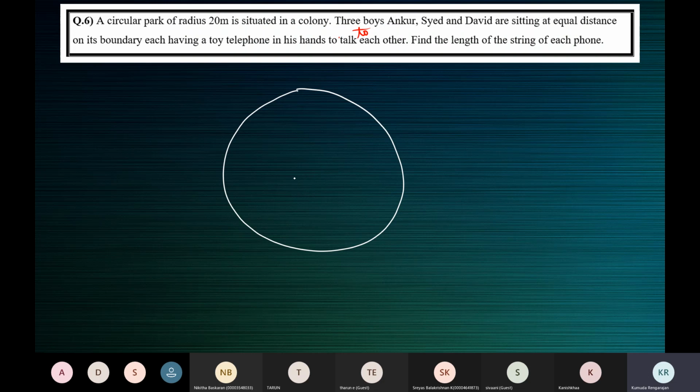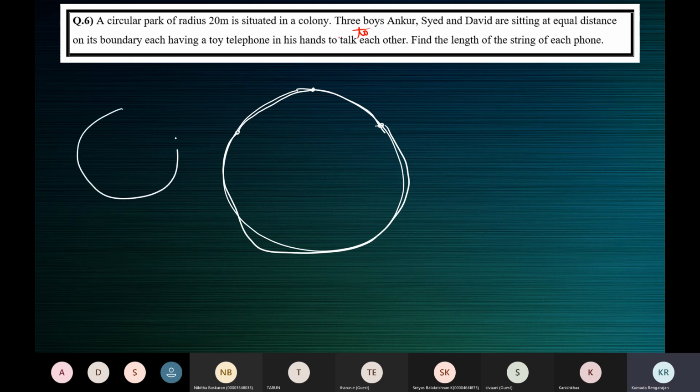Ankur, Syed, and David are sitting at equal distance on its boundary. So that means they're dividing the circumference into three equal parts. They cannot be here like this, because then the length of this arc is not equal to the length of this arc. The three boys are sitting at equal distance on its boundary.